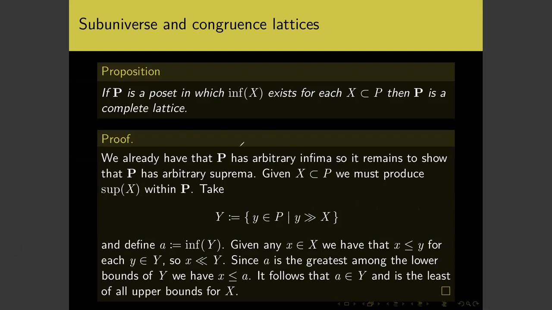And so if we want to actually prove this, then we already have that P has arbitrary infima. So it remains to show that P has arbitrary suprema. And so if we have some subset X of our points in our poset P, then we must produce the supremum of that collection within the poset P somehow. So one idea is that we could take this collection big Y, which consists of all the little y which are upper bounds for X. And that means, again, remember that y is greater than or equal to little x for all little x in big X. And so then we have the ability to take arbitrary infima already. So let's define little a to be the infimum of this collection of upper bounds for the set X.